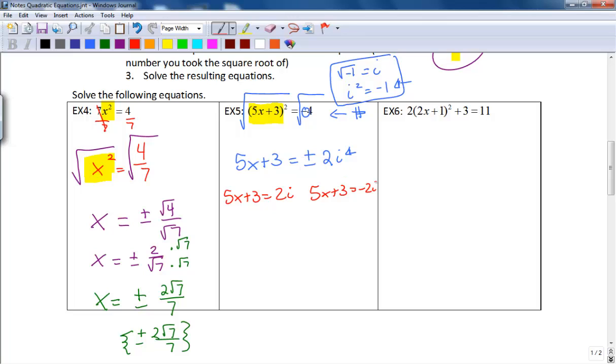I didn't need to split this up, and I'm going to show you both ways, because we're going to look at things where we do actually need to split up. Here are my two equations. So if I subtract 3 from both sides, I end up with 5x is equal to negative 3 plus 2i. I can't combine negative 3 and 2i because they're not alike. This is an imaginary number, and this is a real number. Still solving for x, I'm dividing out my 5, and x is equal to negative 3 plus 2i all over 5. Great. Well, what about the other one?